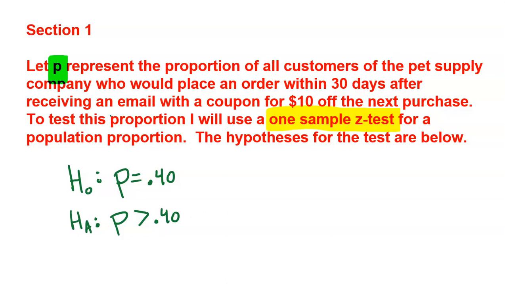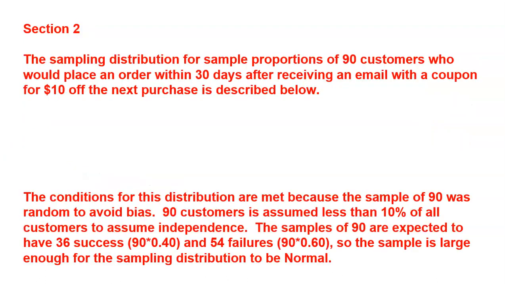So there's a lot to step 1, but hopefully it's all not too bad, but you need it all there for step 1. All right, step 2 is actually, again, building the sampling distribution. So the sampling distribution for sample proportions of 90 customers who would place an order within 30 days is going to be described below. Now, again, we believe the truth to be 40%, but we all know that samples vary. So we say, all right, what would all possible p-hats look like? Well, the mean of all those p-hats should be, well, if the truth is 40%, the mean is going to be 40%. Now, again, samples are allowed to vary.